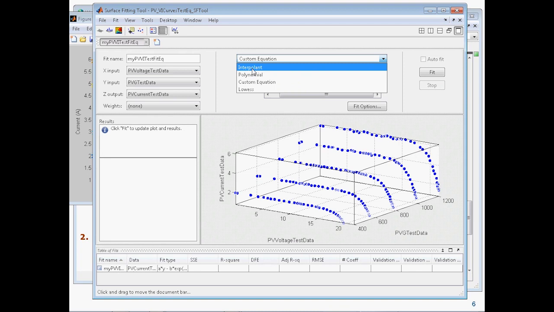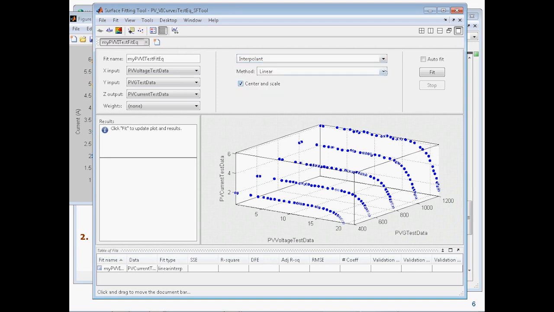So I can pick interpolations, for example, where you can do linear, cubic, biharmonic interpolations, or you can do polynomial matching, for example. You select the order of the polynomial in each one of the axes, or if you want, you can use a custom equation, which is what I'm doing in this example. Because I have a little bit of information about the shape of these curves, I know it's some kind of equation that has some kind of exponential nature, plus some kind of constant term.